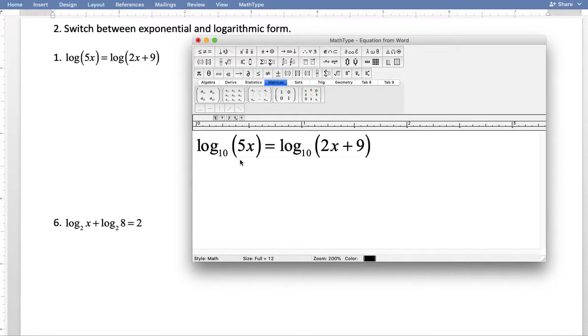Since we have log base 10 of an argument equals log base 10 of an argument, that means that the two arguments are equal. So we can set the insides of the log equal to one another. From here, it's just a matter of arithmetic steps. I'm going to subtract the 2x, giving us 3x equals 9. I'm going to divide by 3, giving us x equals 3. There we go.